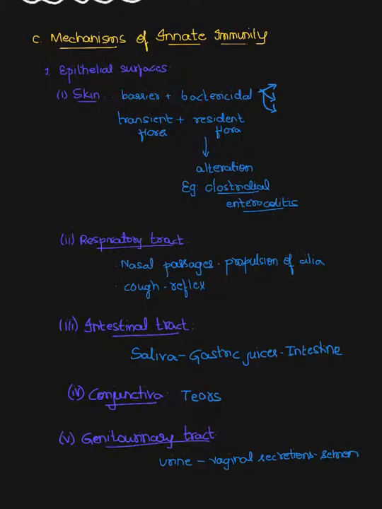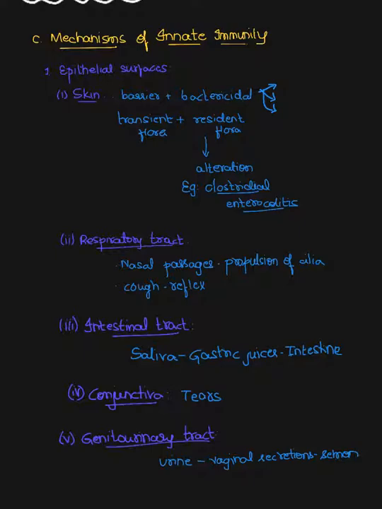Okay, we'll study the mechanisms of innate immunity. The first is the epithelial surface, and the first of these is the skin. The skin acts as a mechanical barrier, and it also has a bactericidal action provided by the concentration of salts in the dry sweat as well as the sebaceous secretions, and long chain fatty acids present on the skin can have a bactericidal effect on bacteria.